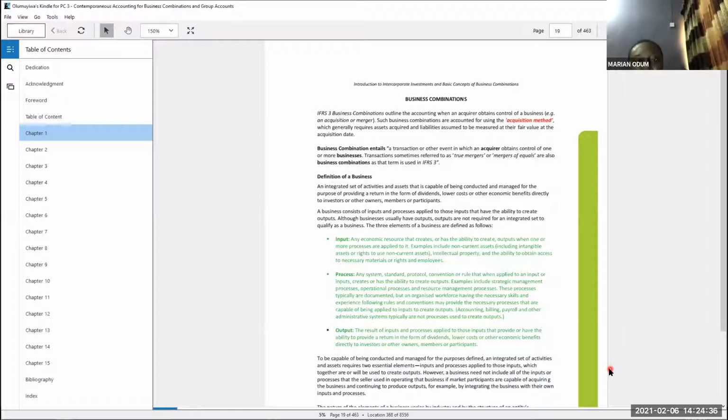Transactions sometimes referred to as true mergers or mergers of equals are also business combinations, as that term is used in IFRS 3. Definition of a business: an integrated set of activities and assets that is capable of being conducted and managed for the purpose of providing a return in the form of dividends, lower costs, or other economic benefits directly to investors or other owners, members, or participants.